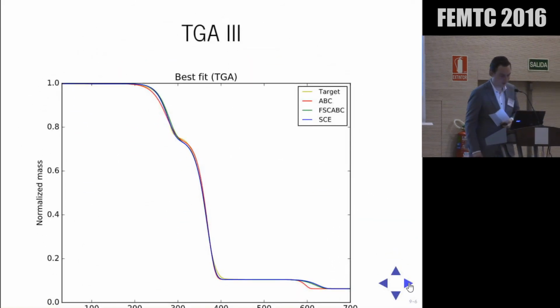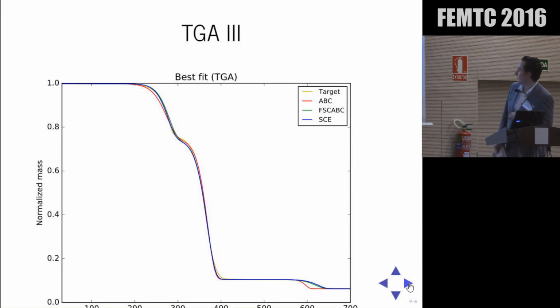This is the best fit plotted for the normalized mass, and you can't really distinguish between the target function, the FSCABC, and the SCE function, except for the ABC in this small area.